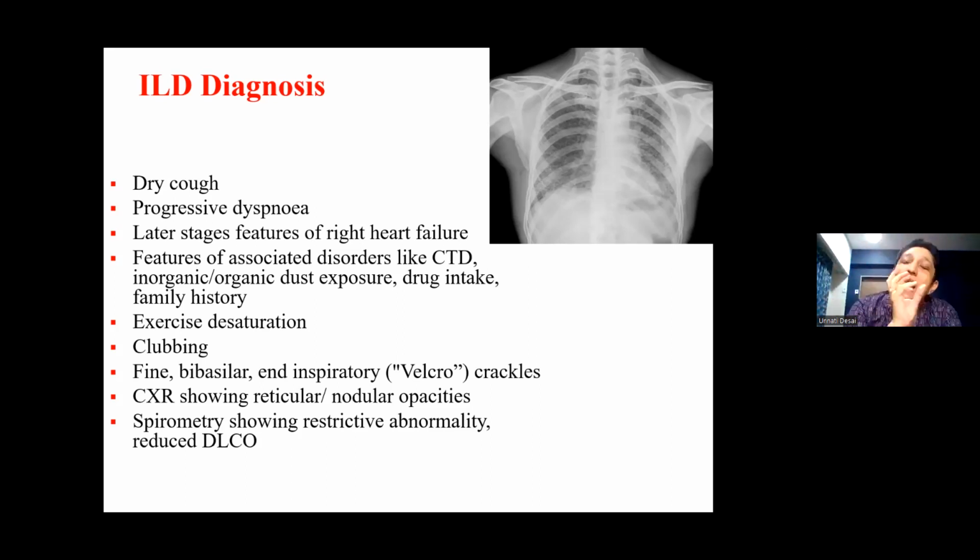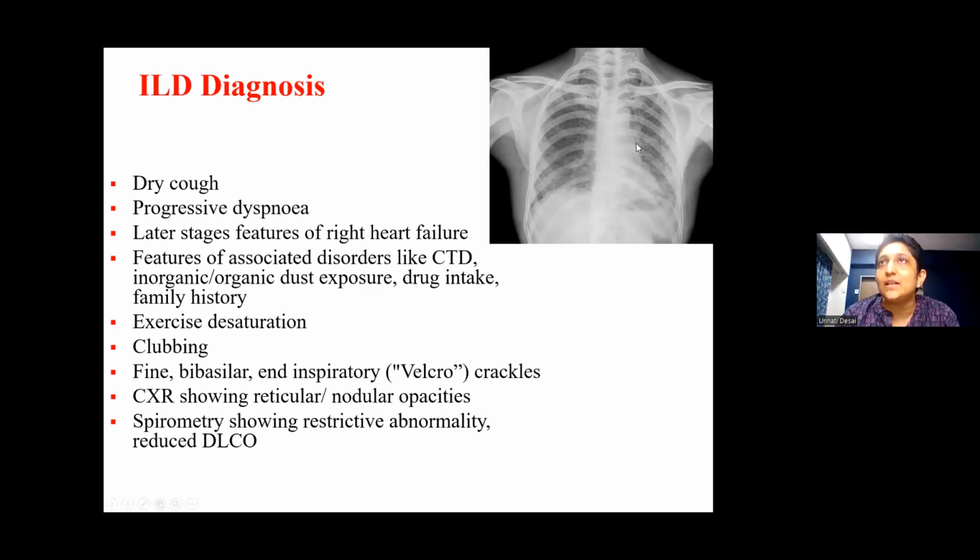Okay, and when you have a patient with dry cough, progressive breathlessness with exercise desaturation, clubbing if present, and bilateral bibasal velcro crackles, you have clinched the diagnosis of ILD. You go ahead further and do a chest X-ray. The chest X-ray, as is shown here, will show something known as reticular lines or reticular opacities.